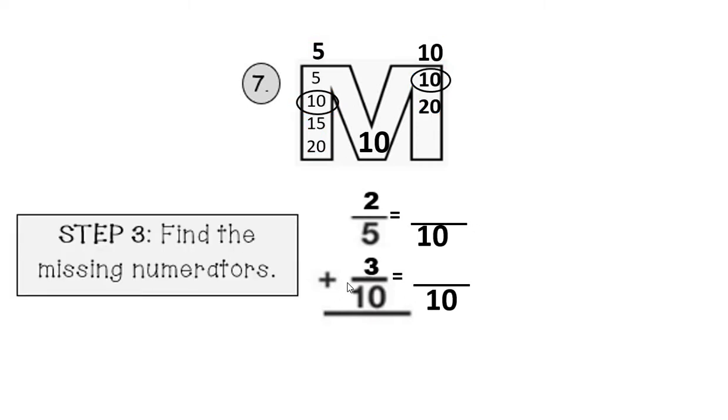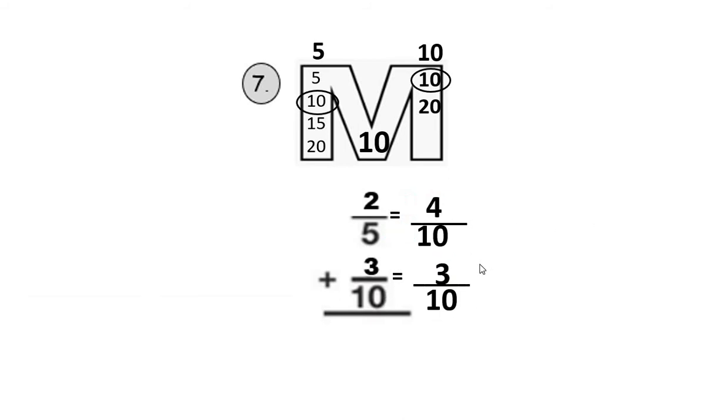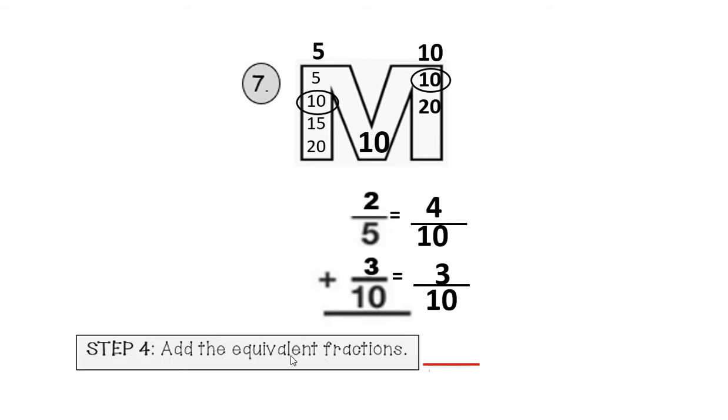Step 3 is to find our missing numerators. So 5 times what gives me 10? That's times 2. So I'll multiply by 2 on the top as well. 2 times 2 is 4. On the bottom, it's already 3/10, so I don't have to do extra steps to it. It's really multiplying by 1, so I'm going to end up with the same thing. And then step 4 would be to go ahead and add those together. So 4/10 plus 3/10, 4 plus 3 is 7, 7/10.